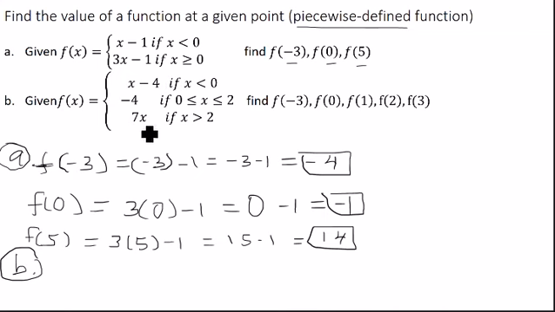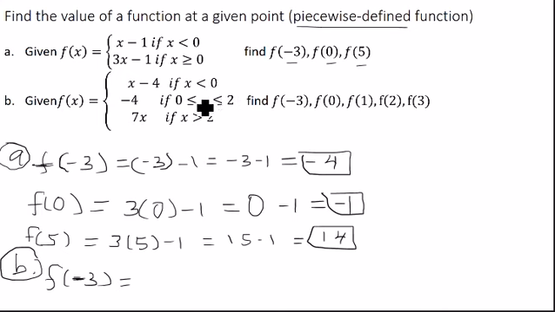Okay, back here, part B. This time we have 3 pieces instead of 2 pieces as in the first example. So we have to be more mindful of these values while we are selecting the right branch. So we have 1, 2, 3, 4, 5 different values to find. So let's find f of negative 3. We're going to look at negative 3 here. Negative 3 is less than 0.